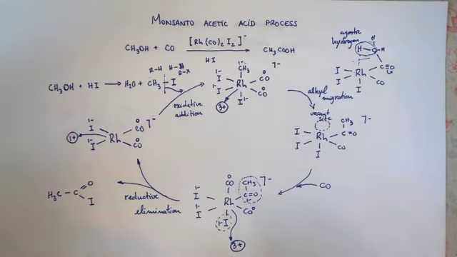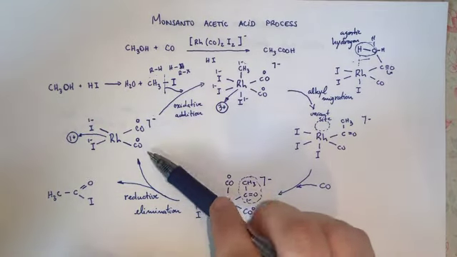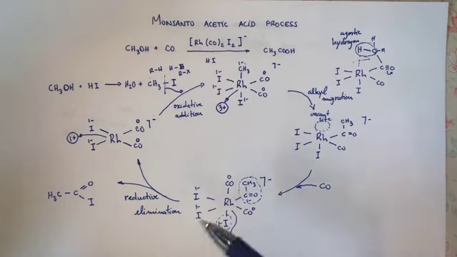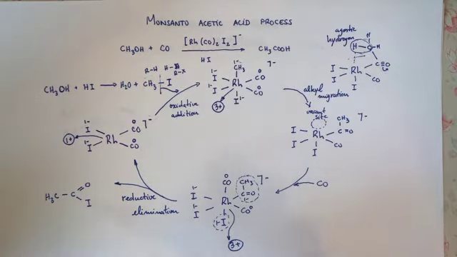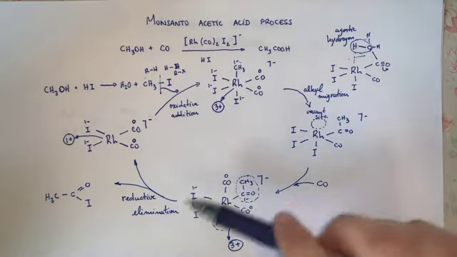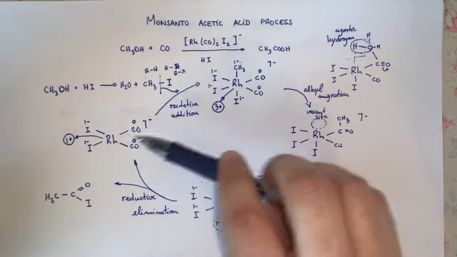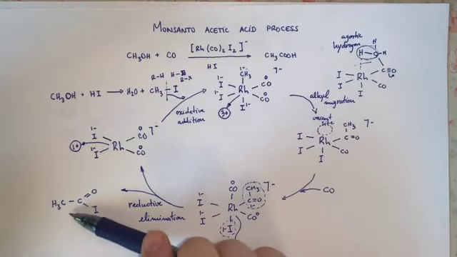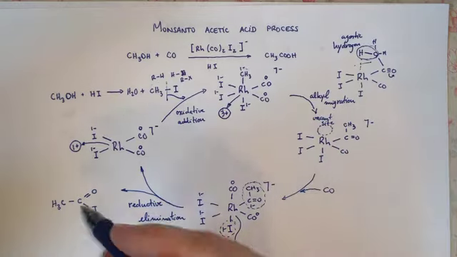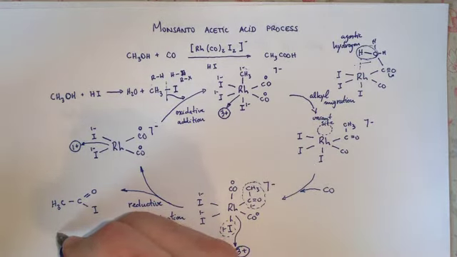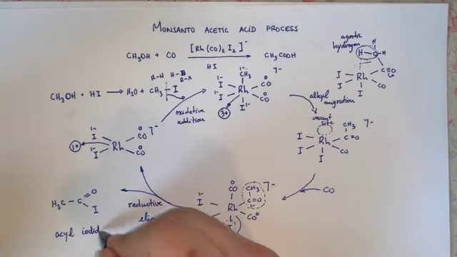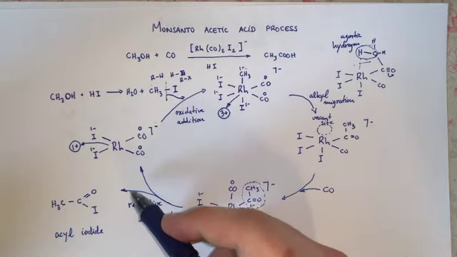So remember, always in a catalytic cycle, the catalyst has to be regenerated. So it will go through all the motions. The last step usually is a reductive elimination to decrease the coordination number and also decrease the oxidation state, regenerating the catalyst. And this is our product. This is acyl iodide. So that's a pretty reactive compound.